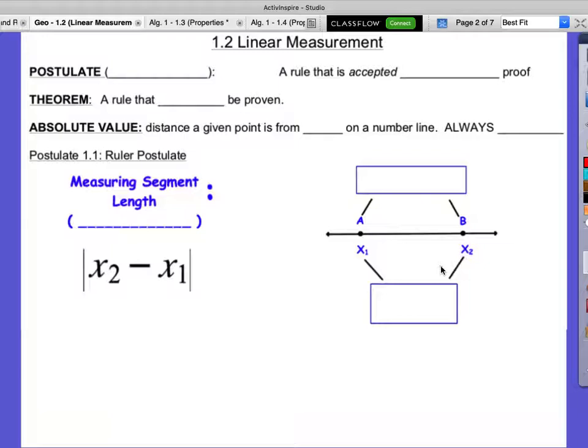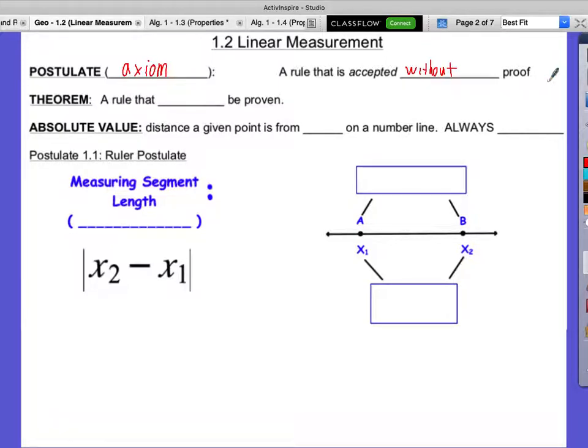A postulate, we also call it an axiom. It's a postulate or an axiom. Now, a postulate, we'll call it a postulate more often than not, is a rule that is accepted without proof. You guys need to write in the word proof as well, because it doesn't have that on your sheet, okay? A rule that is accepted without proof.